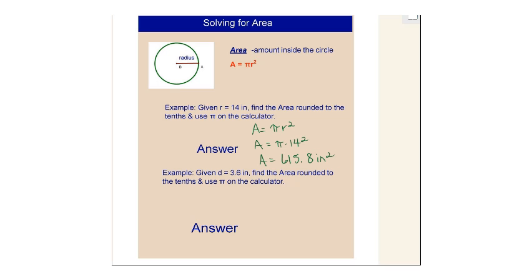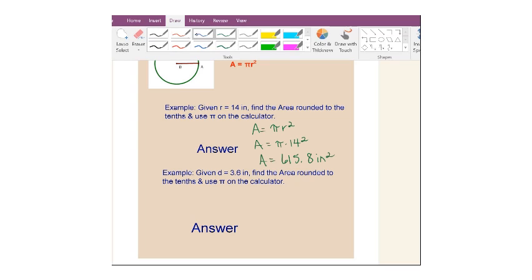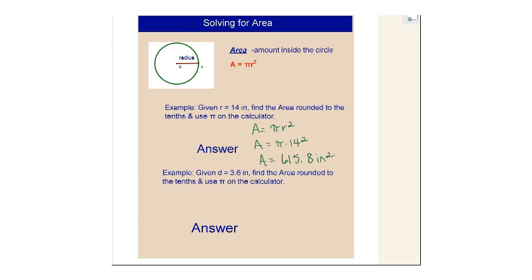Another way to think about this when you're dealing with the units and coming up with the logic around units is pi r squared means that we have pi times 14 inches times 14 inches. So that's actually pi times 14 squared times inches squared. So this is where the inches squared comes from algebraically. So let's go down to our next example.